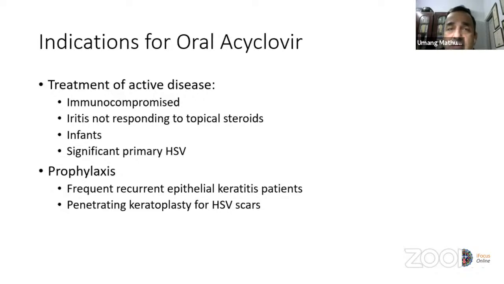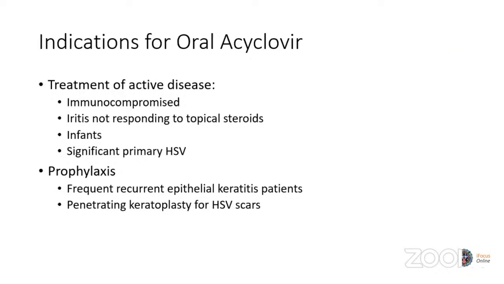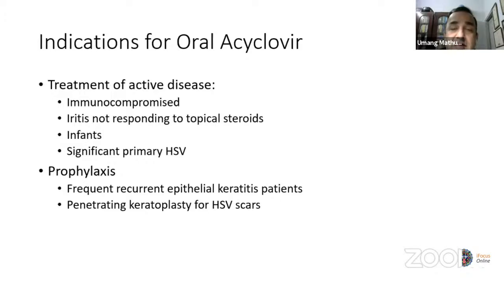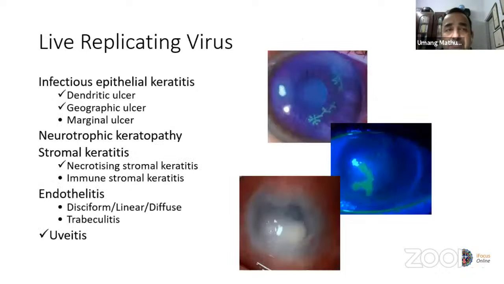Is there any toxicity of oral acyclovir? What do you get tested every few months? Anybody? The liver function test. No, it's kidney function. So you must get the KFT done, say every 3 months, for patients who are on oral acyclovir. Otherwise, generally a very safe drug.